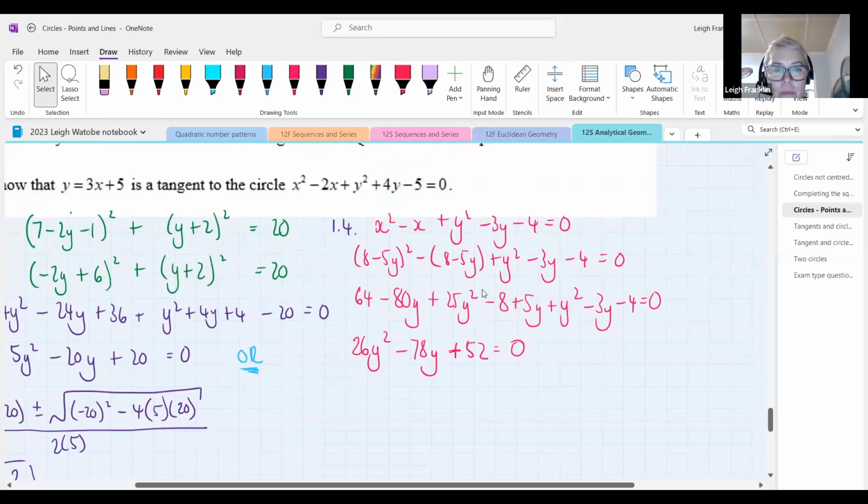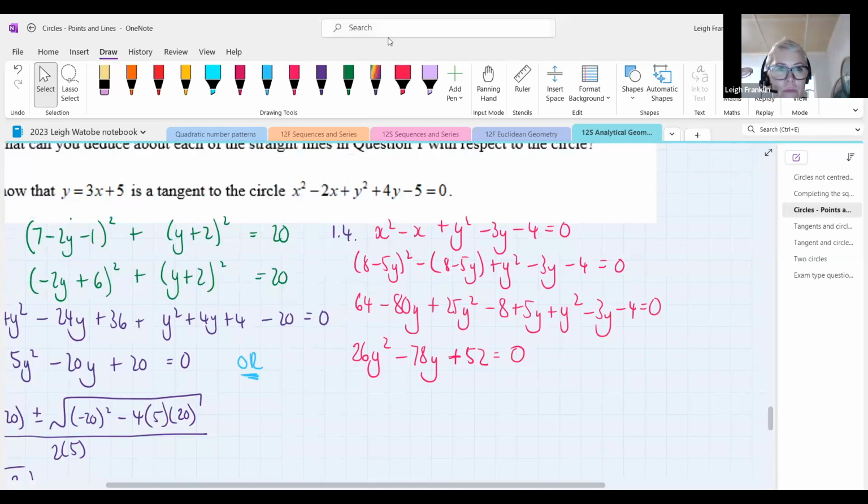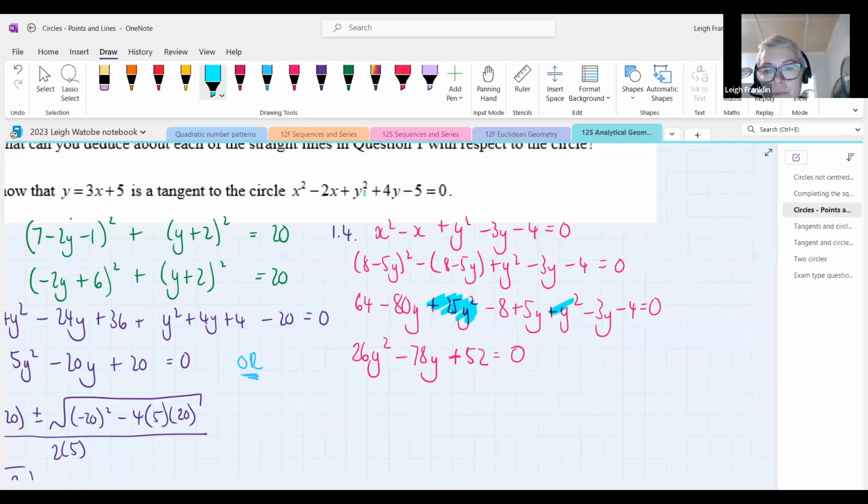I think on the chart, you should just check the signs. I understand why you think it's 72 or why it's negative 88y, but check your sign, please. So we would have the 25y squared and the y squared over there. That would give us the 26y squared. Let's just use some different colors. Then we've got minus 80y plus 5y minus 3y, which gives us this minus 78y.